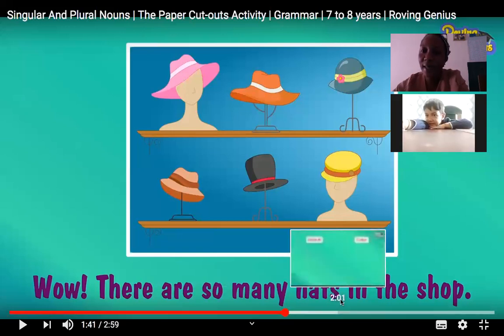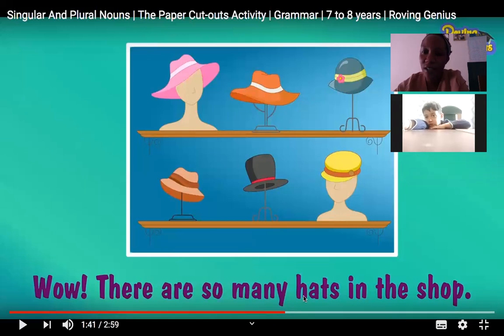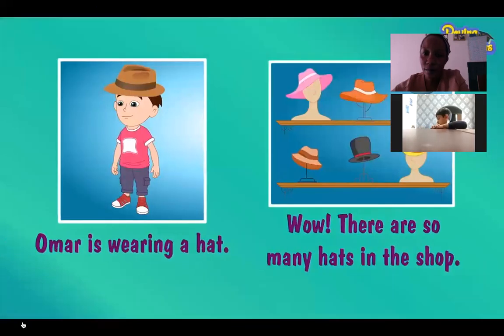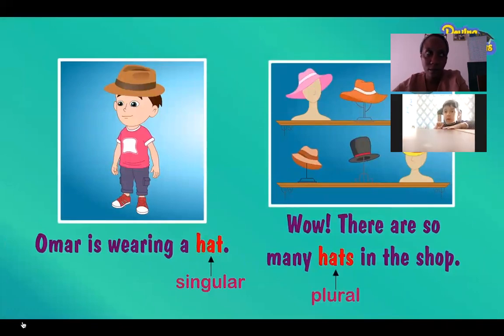S. You add S, so it moves from hat to hats. What letter do you add to make it plural? Say S. Good boy. In the first example, the noun hat is singular, as Omar is wearing just one hat. In the second example, the noun hats is plural, as there are many hats in the shop.